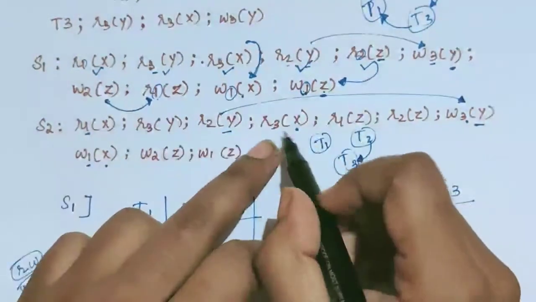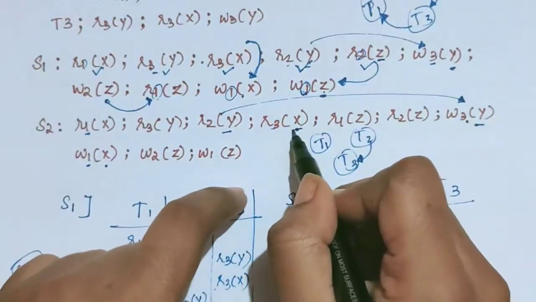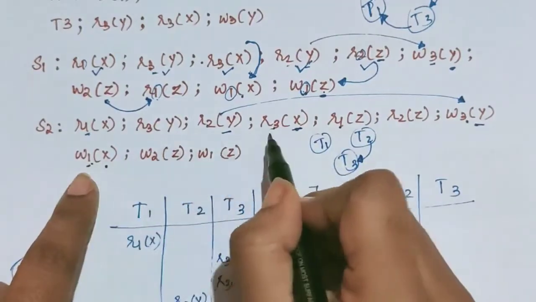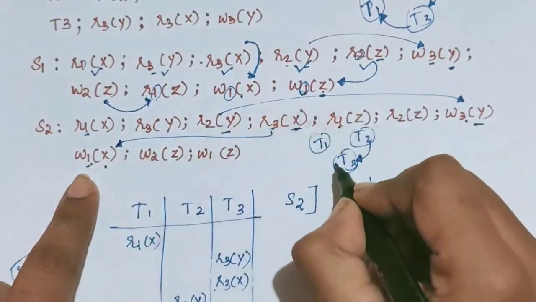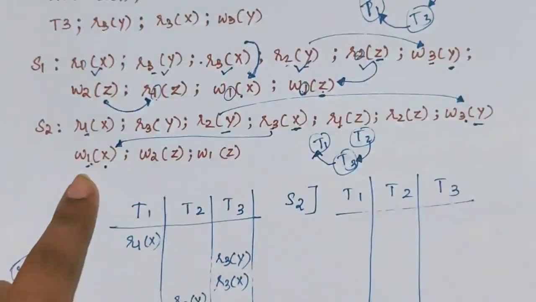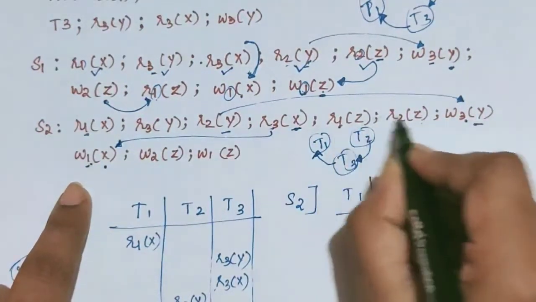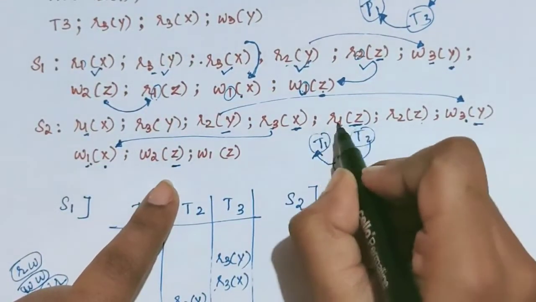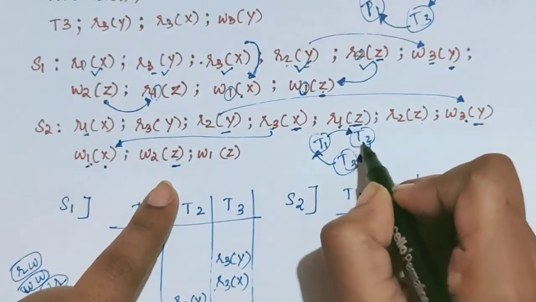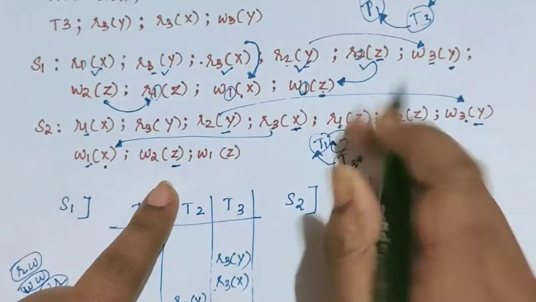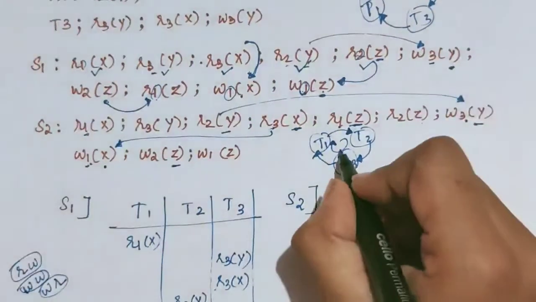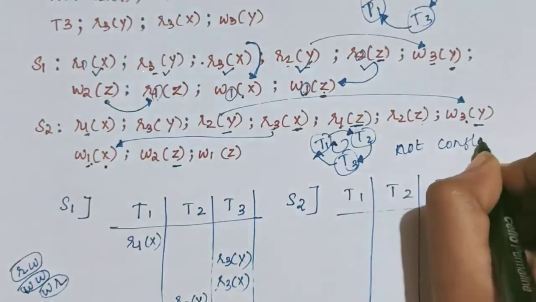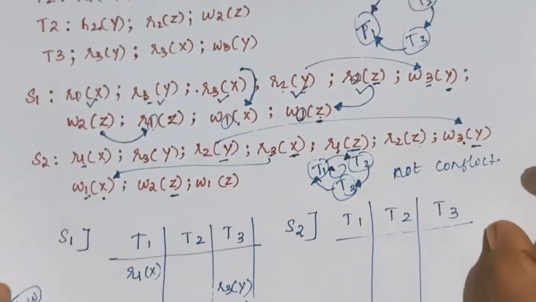So 2 to 3 there is a conflict pair. Then r3 of x; find x, where x is present; x is here, r3 to r1, one conflict is there, so do this one. Again find for z; here z but read, no conflict, z is there, here also z is present, 1 to 2 there is a conflict. When you find a cycle, don't proceed further, because a cycle is present, so this is not conflict serializable. So our answer is only S1 is conflict serializable.